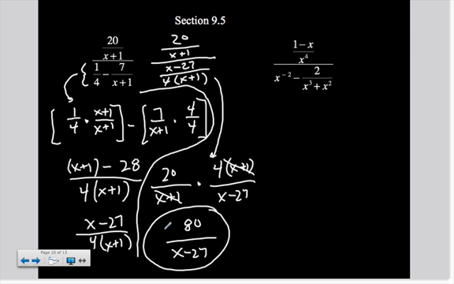Okay, very relatively simple. All that really happens with complex fractions is that you have an addition or subtraction problem to do first, and then you do the division.